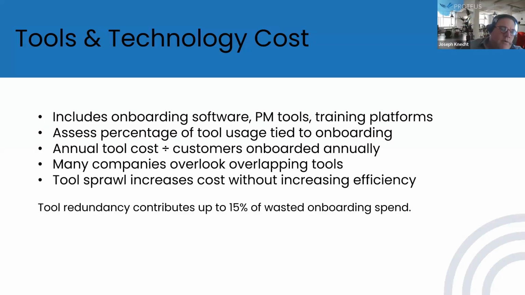So we assume that number at the end of it. So tools and technology costs. Anything around that, just a little inventory of that, and you should be able to get to that number relatively quickly. Okay. Makes sense. I think that one's probably the easiest just because you have invoices or you know what tools your team is using.